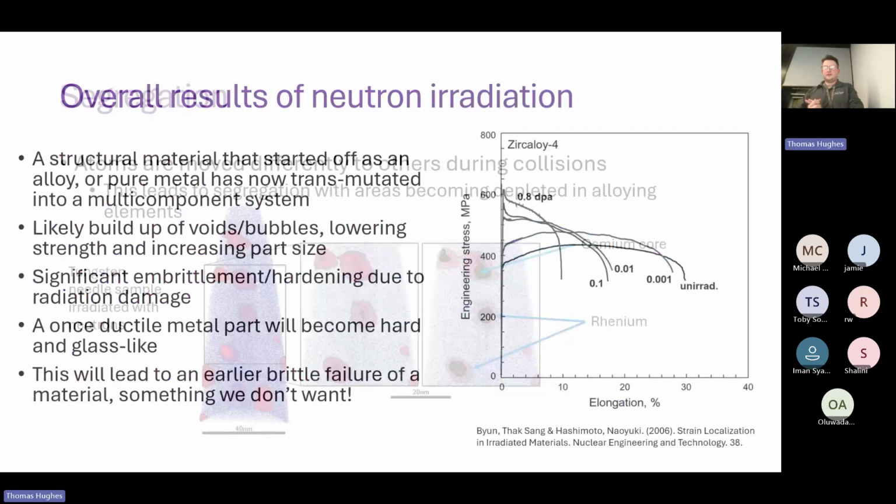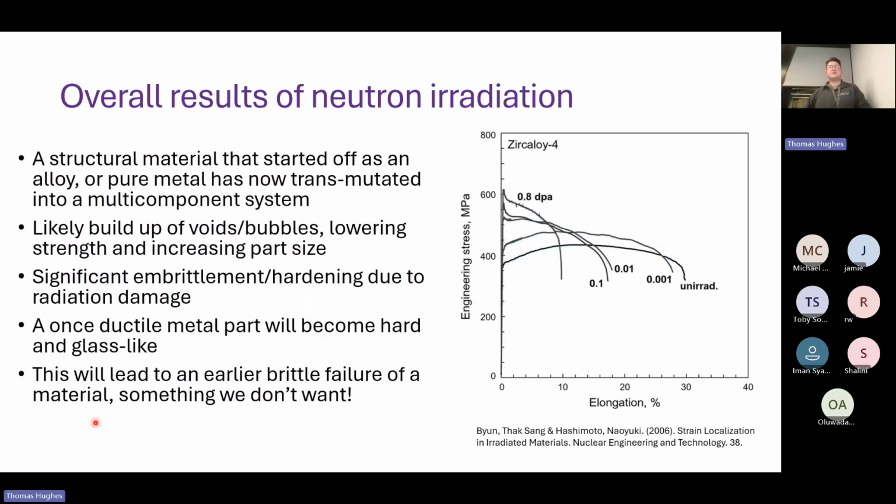So, our overall effects. We've got a structural material that maybe started off as an alloy, or maybe it was a pure metal like tungsten, and is now transmutated into a multi-component system. It's likely got a buildup of voids and bubbles, increasing its part size and lowering its strength. Then we've got significant irradiation embrittlement and hardening due to the radiation damage and our formation of lots of interstitials and vacancies. So our material's got a lot harder.